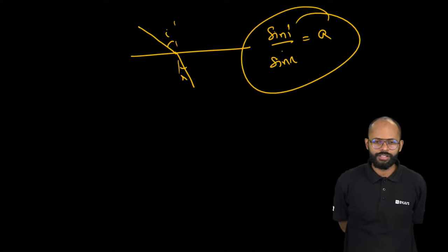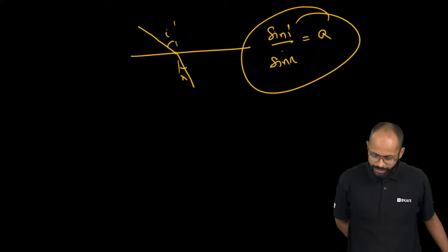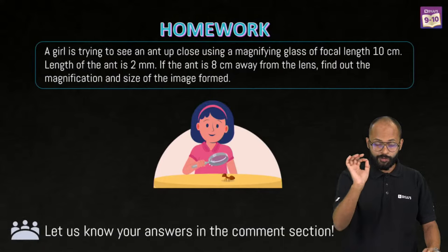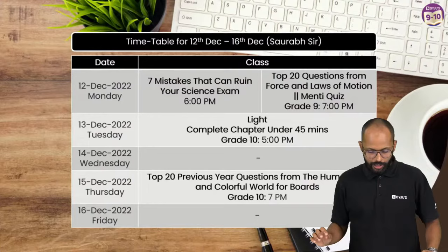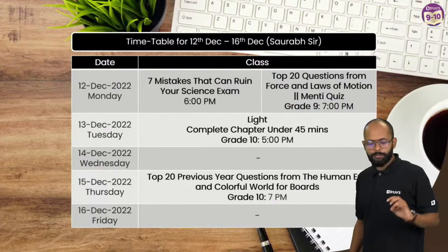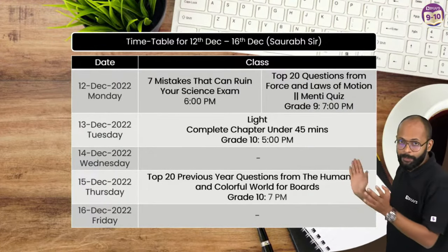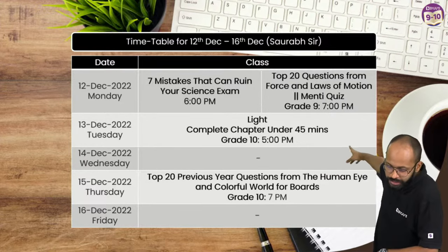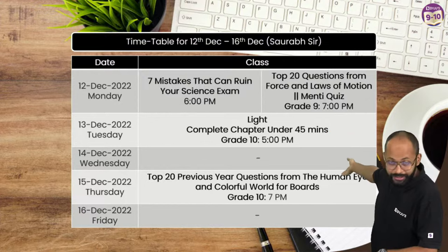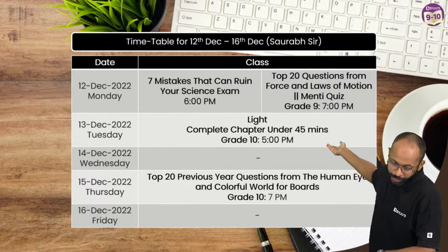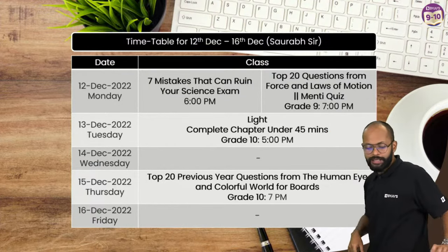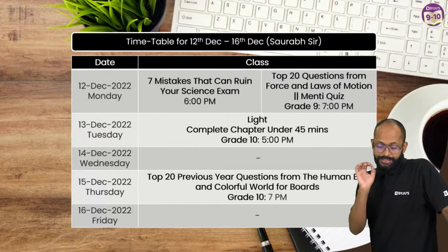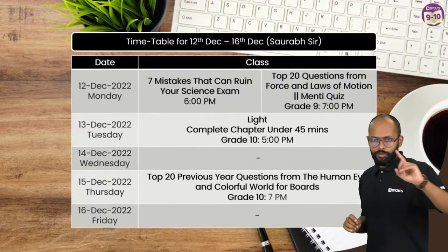This session is not live for the whole day. Okay, so kids, everyone, listen to me. I have an announcement for you. This is our plan, this is the weekly plan. Today we have done the light chapter in 45 minutes. And on 15 December, Thursday, we are doing the top 20 previous year questions from the human eye and the colorful world for boards, at 7 p.m.